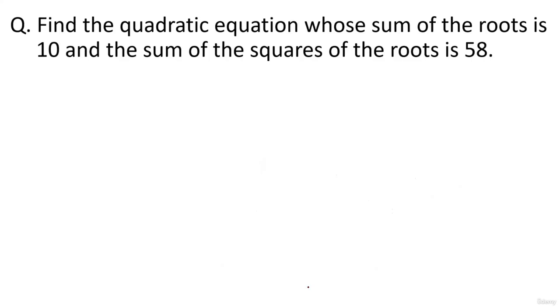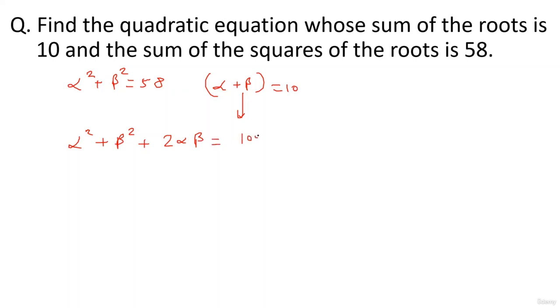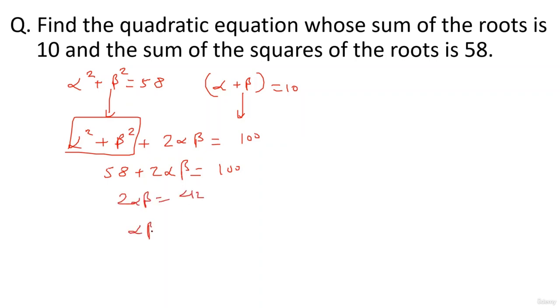Okay. Find the quadratic equation whose sum of the roots is 10 and the sum of the squares of the roots is 58. Okay. Now we have been given sum of the squares of the roots, alpha square plus beta square, as 58. And we have been given the sum of the roots, alpha plus beta, as 10. What we do is we start by squaring this equation. When we do that, the left hand side will be alpha square plus beta square plus 2 alpha beta is equal to 10 square, 100. But alpha square plus beta square we know from here is 58. So basically 58 plus 2 alpha beta is equal to 100. 100 minus 58 is 42. If 2 alpha beta is 42, that gives me alpha beta is 21.